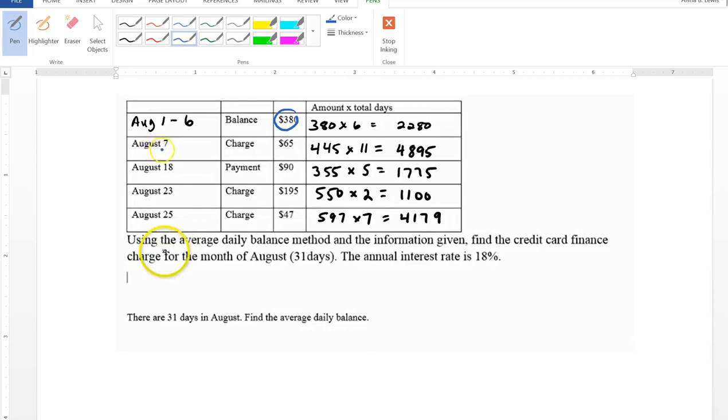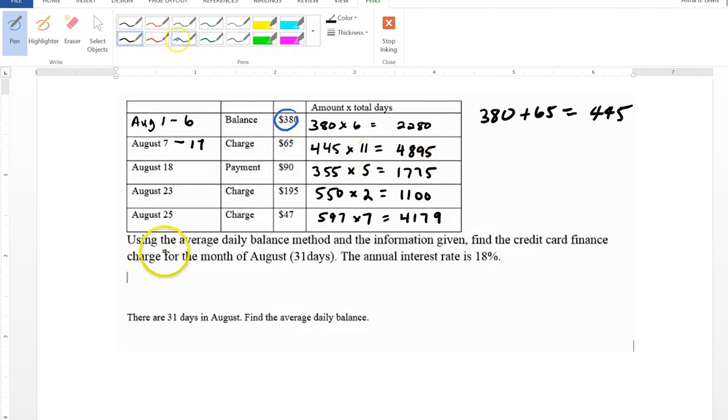Then we move to the next line, which is August 7th through August 17th. And there was a charge of $65. So, in order to get the total amount, we take 380 and add the $65 charge, which now gives us an amount of $445. So in the second line, that's where 445 comes from. And we multiply that amount times the 11 days that there are from the 7th through the 17th. So 445 times 11 is 4,895.